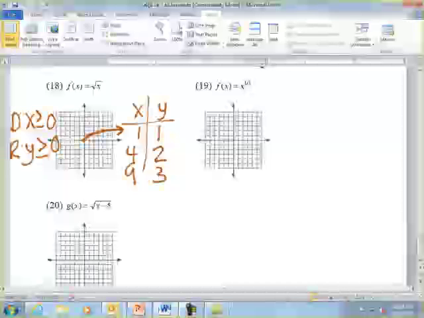Number 19 doesn't really look like a square root or a cube root, but we have a 1/3 power. What is a 1/3 power? A cube root. So this is really asking us to graph the cube root of x. Is there any shifting here? No. So this graph will begin right in the center, and we'll make a chart.